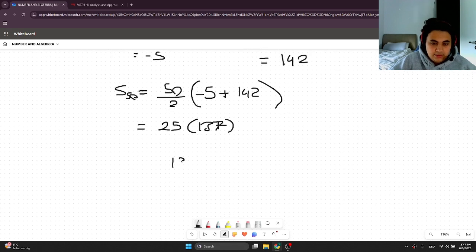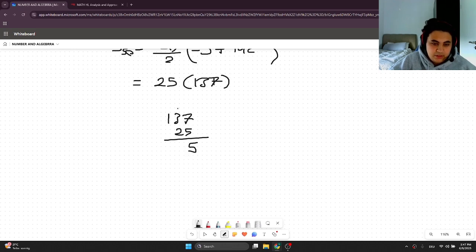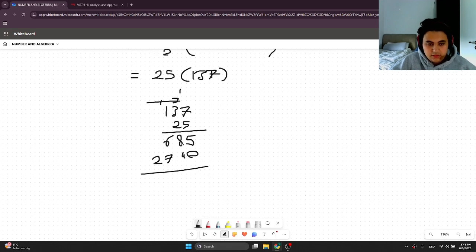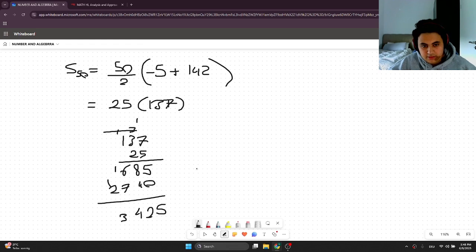So 137 multiplied by 25. Let's see what that gives us. 5 times 7 is 35. 5 times 3 is 15 plus 3 is 18. 5 times 1 is 5 plus 1 is 6, and we have 0. 2 times 7 is 14. 2 times 3 is 6 plus 1 is 7. And then 2 times 1 is just 2, right? So you have 5, 4 plus 8 is 12, 7 plus 7 is 14. So therefore you get 3,425.